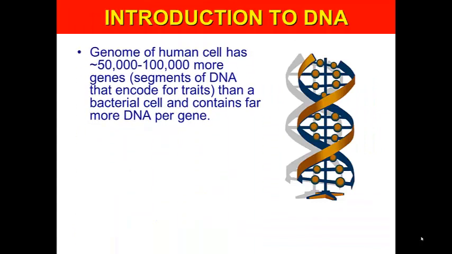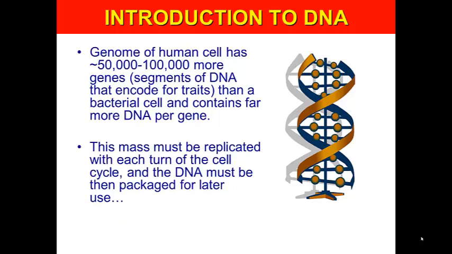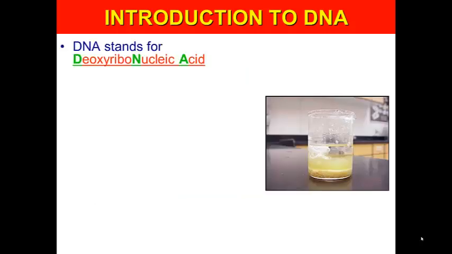The human genome has between 50,000 and 100,000 genes. Genes are defined as segments of DNA that encode for specific traits. It has more genes than bacterial cells and contains far more DNA per gene. It's a large amount of DNA that has to be replicated in each cell cycle, and then the DNA must be packaged for later use. So it's a big cellular hassle. That's what we will be talking about today.